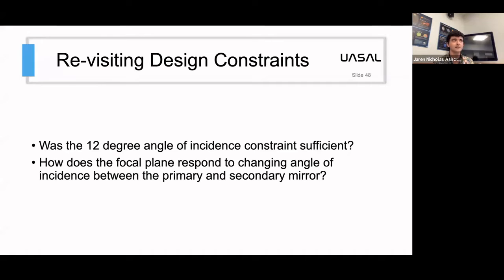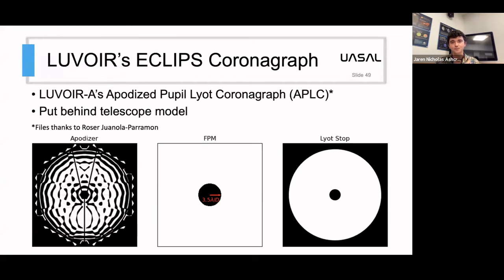I'm here to reassess whether or not the 12-degree angle of incidence constraint was sufficient, and get a good understanding of how the focal plane responds to changing the angle of incidence, that maximum 12 degrees. If we change that maximum, how does the focal plane respond to that change?